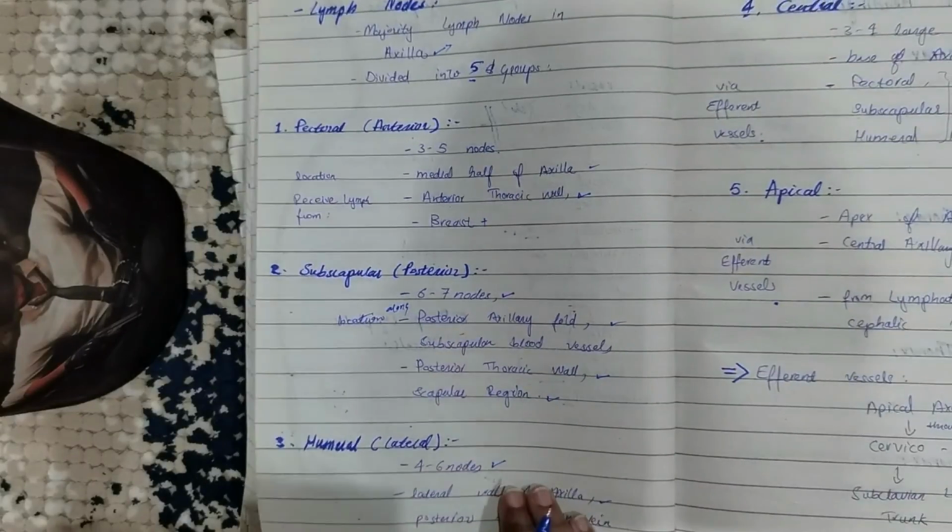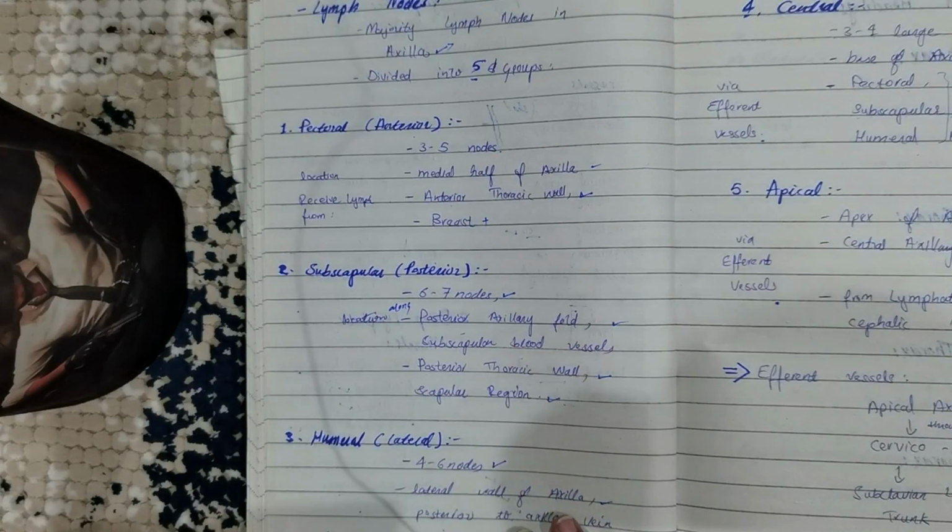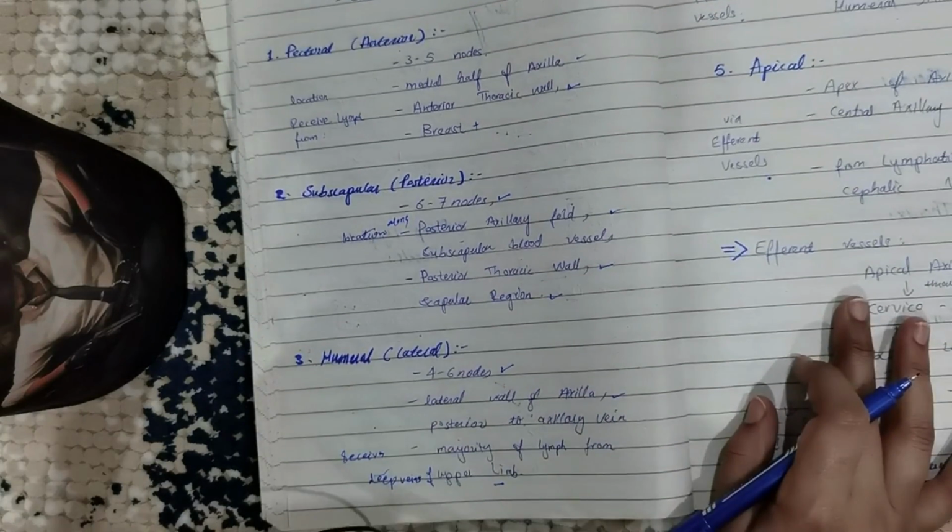So that was all about the lymphatic drainage of the upper limb, which was the last topic of the upper limb. So next we will be doing thorax and some clinics of the upper limb.